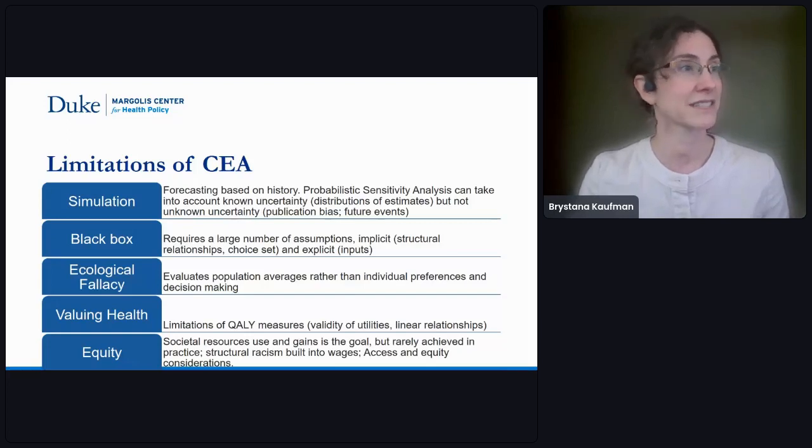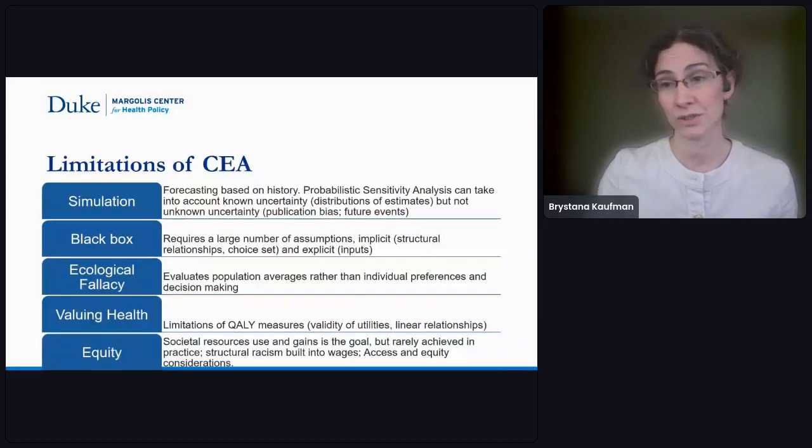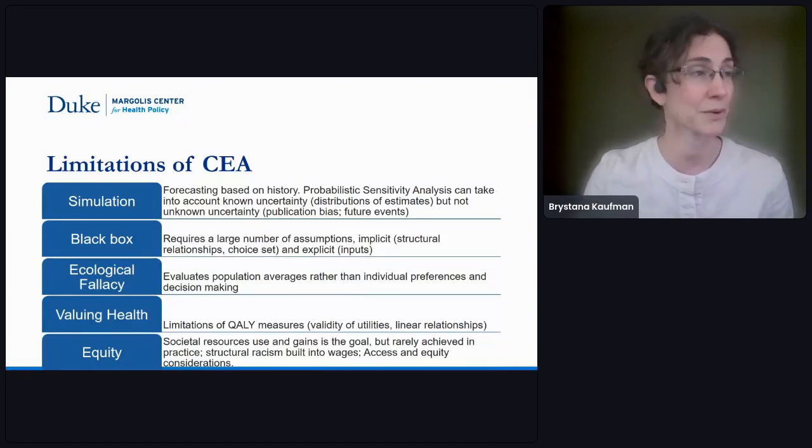And so ecological fallacy, obviously we're estimating at a population level, which can inform individual decision making, but every individual is going to have their own risk factors and their own preferences and their own value priorities. So that shared decision making between the provider and the patient is not going to be replaced by cost effectiveness analysis. Those conversations are really important.